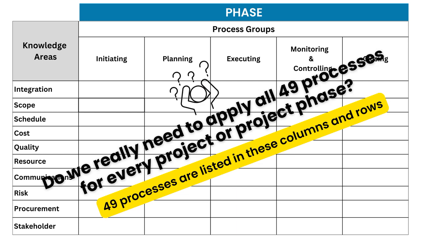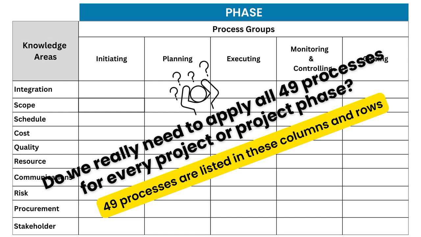So the question arises, do we really need to apply all 49 processes for every project or project phase? The answer is no, because each project is unique and some processes may not be necessary depending on the project's specific needs. To determine which processes are relevant, the expertise of a project manager and the project management office, PMO, is essential to tailor the approach accordingly. However, for students preparing for the exam, it is important to assume that all 49 processes are followed in each project phase, as outlined in the PMBOK guide.